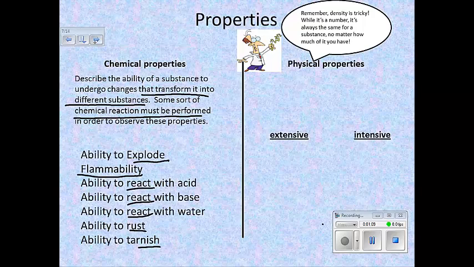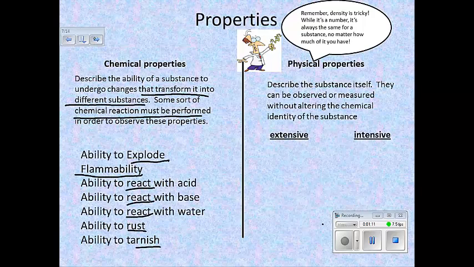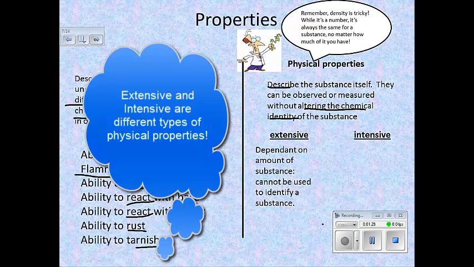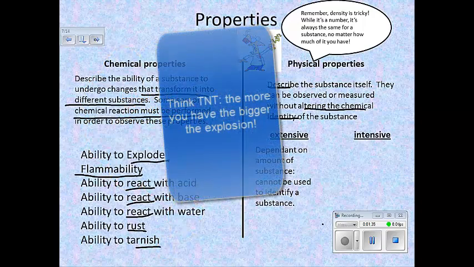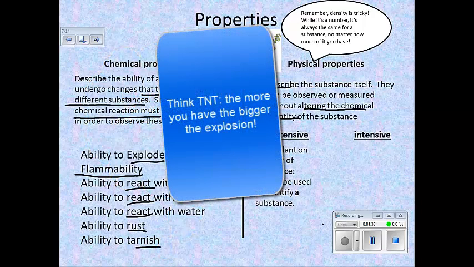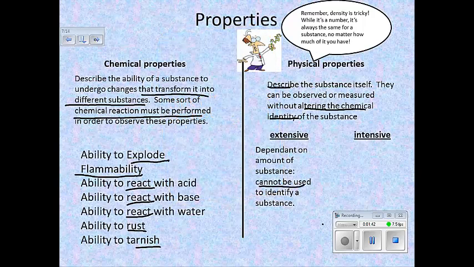Now, physical properties, on the other hand, don't change the substance you're working with. It's a descriptive term. It does not alter the chemical identity of the substance. Now, you have extensive and intensive properties. So let's look at extensive properties. They are dependent on the amount of substance you have. In other words, if you have 1 gram of something and then 100 grams of something, one of these properties is going to change because you have more or less of that substance. And the big thing about extensive properties is they cannot identify a substance.